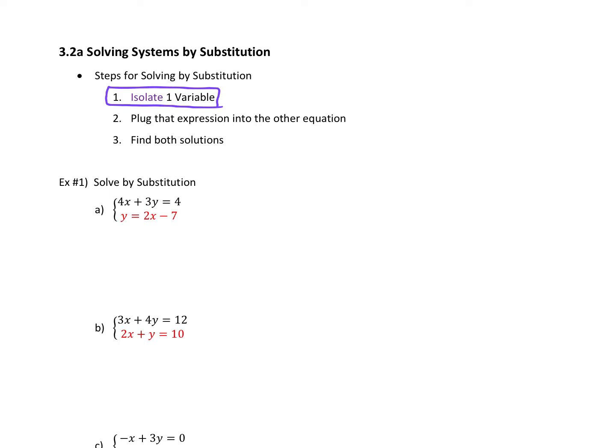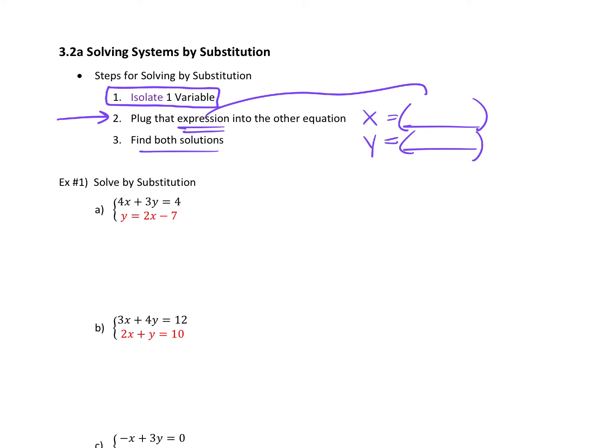Then you're going to take that isolated expression. So it's going to be like x equals something. You're going to take that expression, this portion, and you're going to plug it into the other equation. That could be x equals, that could be y equals, but we're going to take the back half of that, the part that's not isolated, and plug it back in, and then we'll find both of our solutions from that. So let me show you what I mean in this first example.